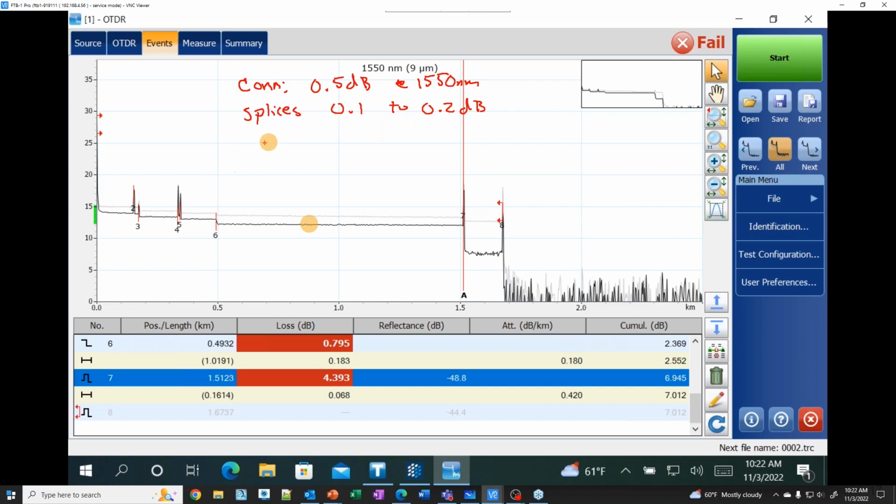Reflection. For reflection, most companies are somewhere between as low as negative 40, which is a little low on the low side for me, to negative 50 or better, depending on the connector type. This is typically what we see. So these are common values that we see for pass-fail. Your own organization probably has their own. It could be tighter. It could be a little bit looser.